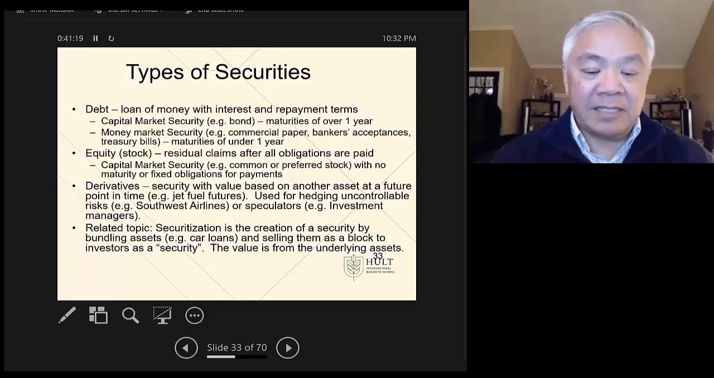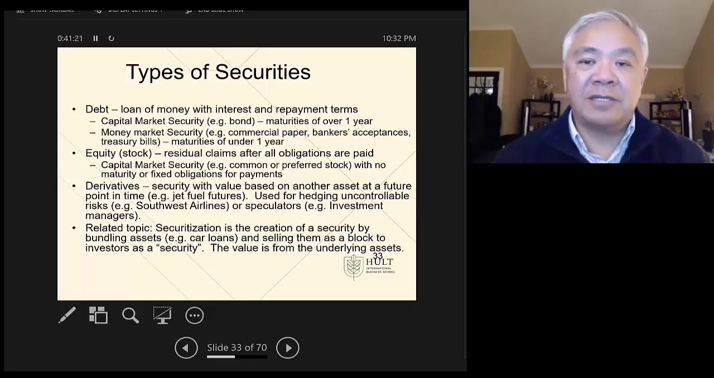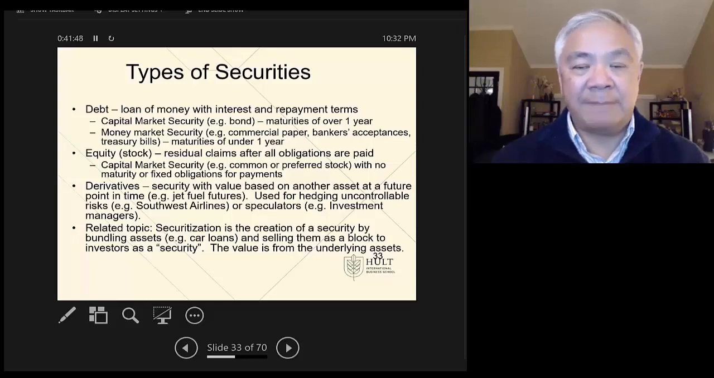A related topic is securitization. Securitization may seem like a bad word these days because of the debacle in 2008, but it's basically a set of assets, typically loans or receivables, that you bundle together and sell in a large chunk to the capital markets. It takes something that's very illiquid and creates liquidity. And liquidity is just cash, right?